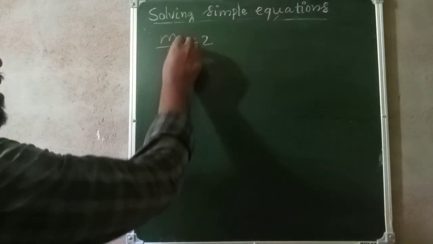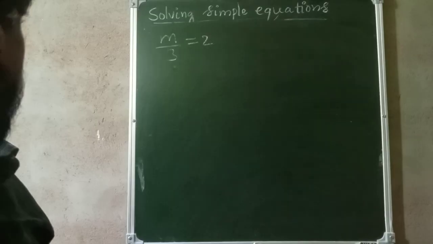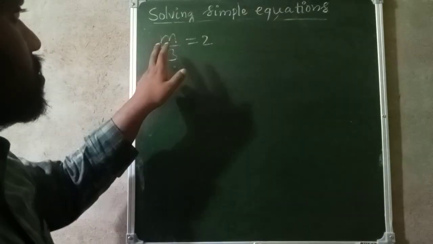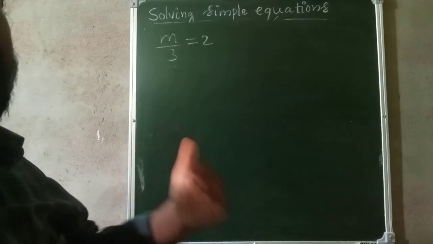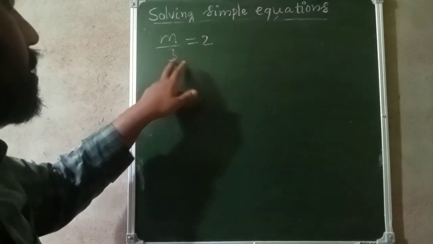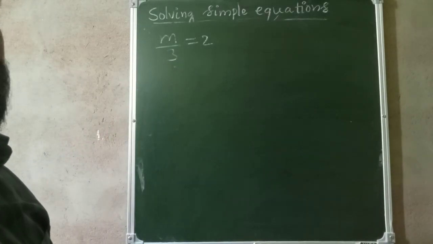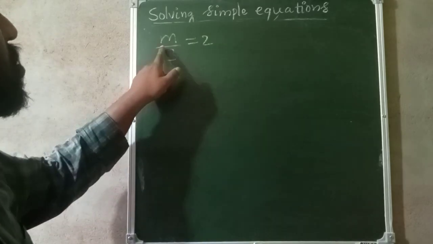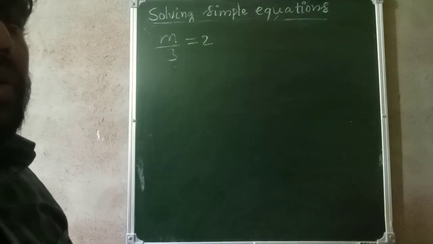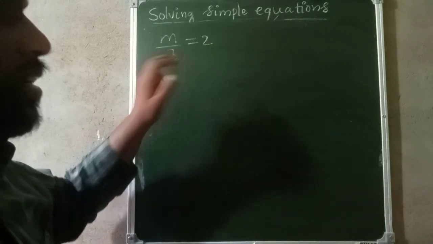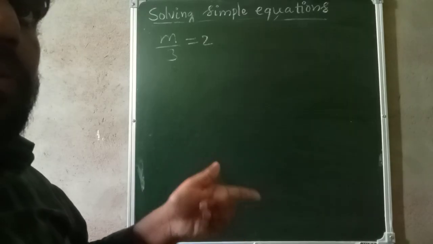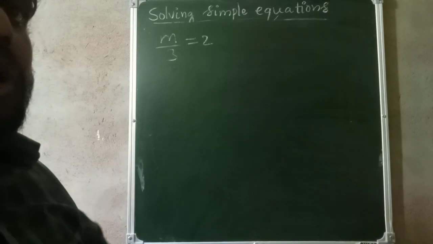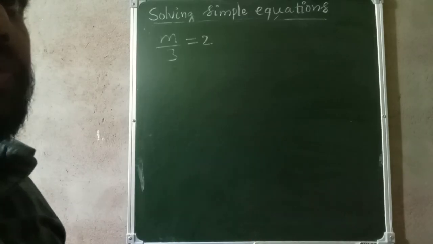Since this is divided by 3, that means division. Since this is division, to remove this 3, we have to multiply by 3. Why do we have to multiply? Because this is division, we have to multiply by the same 3. And if you are multiplying, you have to multiply both sides. If you multiply any one side, that will be wrong.